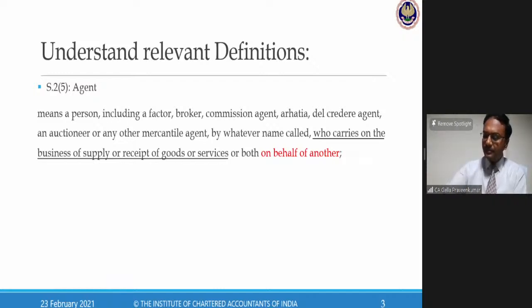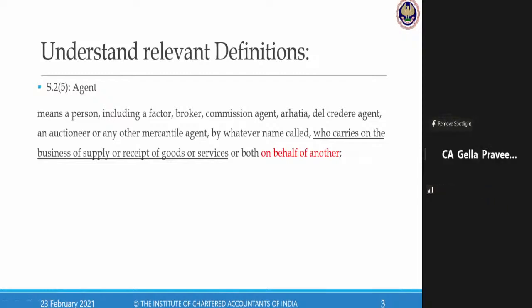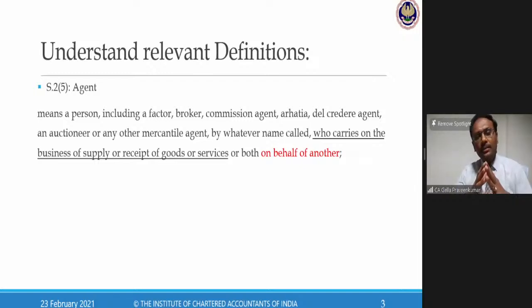So this particular agent is a person who is receiving the goods or supplying the goods. So this fellow is doing this activity of supply on behalf of another. So here we need to remember something called the Contract Act, principal and agent. There is a contract between two persons where one person is representing another person as a principal to agent. Please understand this term agent. The person who is supplying or receiving the goods on behalf of another person, that fellow is called an agent. How is it relevant?